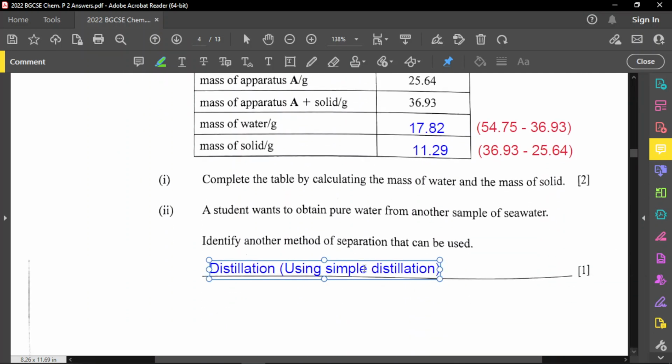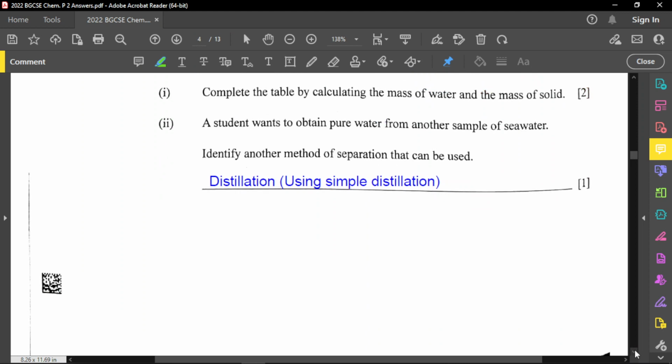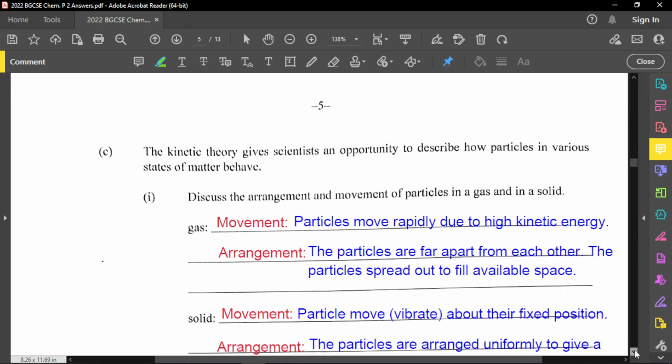So part 2 now, we say a student wants to obtain pure water from another sample of seawater. Identify another method of separation that can be used. And so in the first example, the student wanted to get the solid, so he used evaporation technique. Now to get the pure water, what you're going to use is a distillation technique, particularly simple distillation. All right, and that's just being specific. All right, let's go to part C.